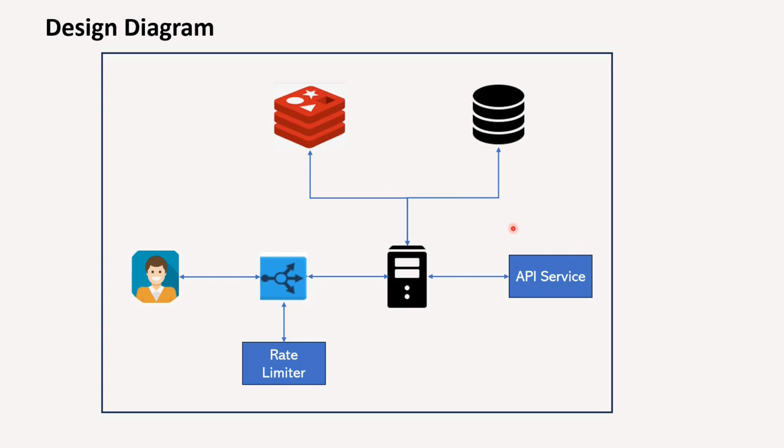Then we have our API service. This API service will have some functions that we'll see in the next slide, but it's a very basic system diagram where you can see the components we require: a load balancer, rate limiter, cache, database, right? And also our app service and API service. So this is a very high-level design diagram of your application.